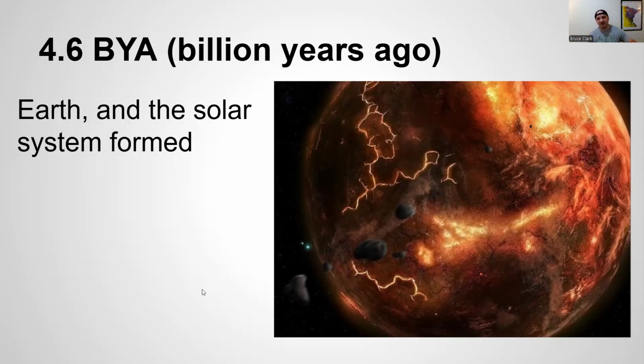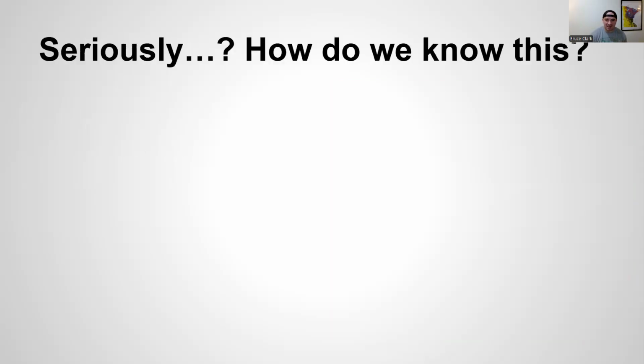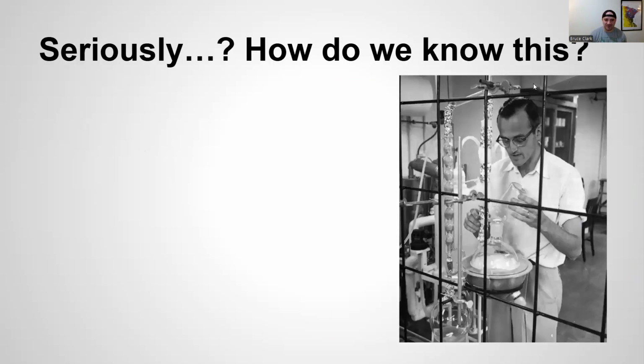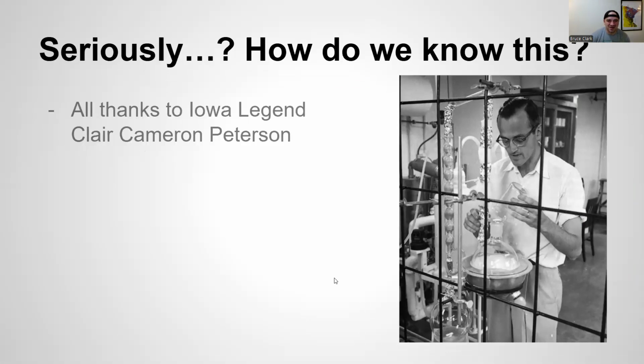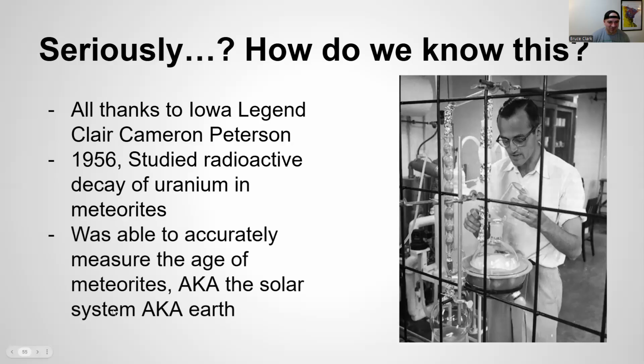But it does bring up the question: if no one was there to write it down or see it, how do we know this actually happened? How do we know it was 4.6 billion years ago? Well, thanks to a very famous Iowan, and as an Iowan myself I always like to throw that trivia fact in there, Clair Cameron Patterson was the one who put together that puzzle for us. He did so by studying the radioactive decay of uranium.